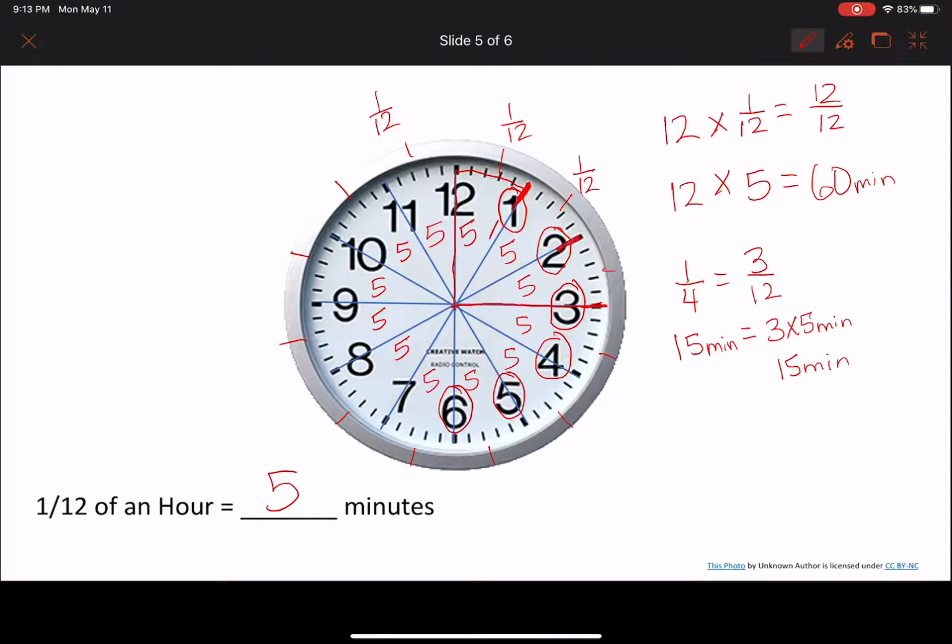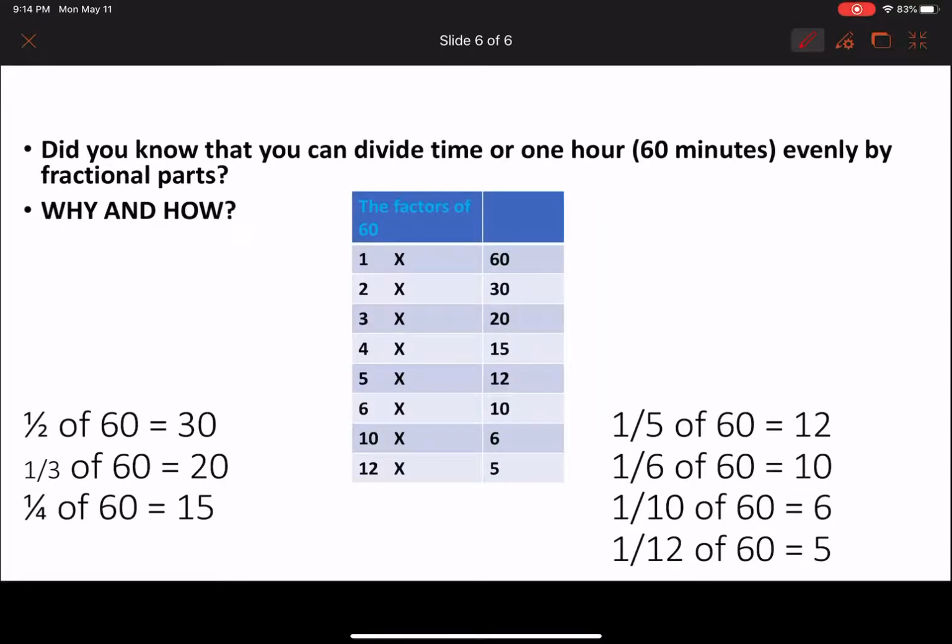So just like we looked at fractions and their equivalents, like 1/4 is equal to 3 twelfths, we can look at the fractions on a clock, and that can help us to understand time. All right, now we can divide time because we know that there are 60 minutes in an hour. So if I just divide it by 1, I'm going to get 60, correct? Because anything divided by 1 is itself. So if I have 60 minutes and I divide it by 1, it's going to give me 60.